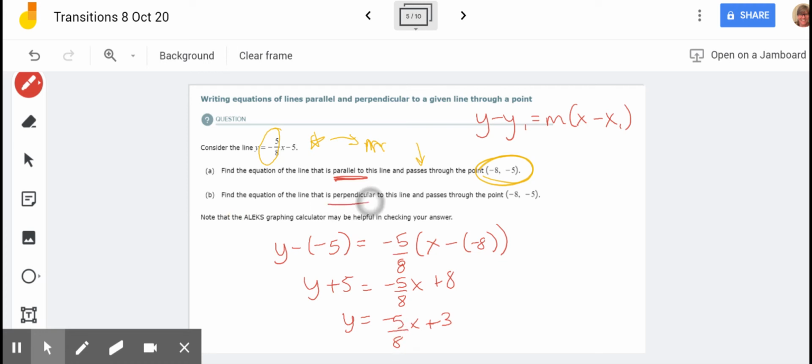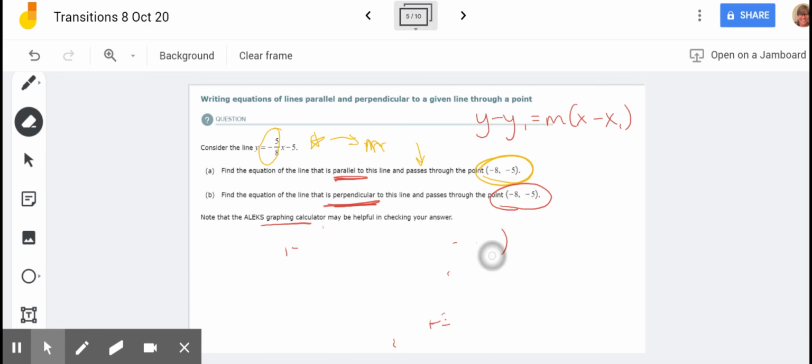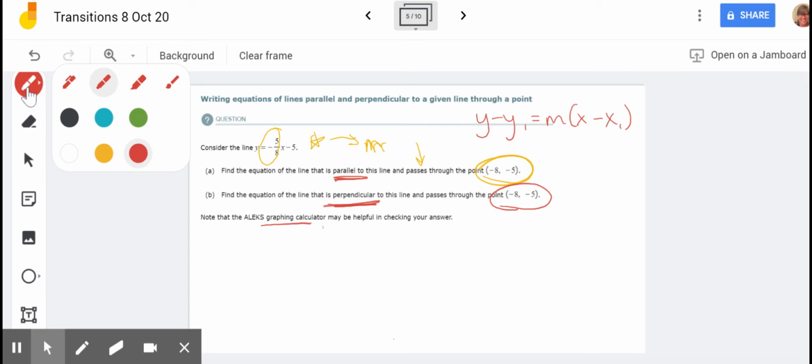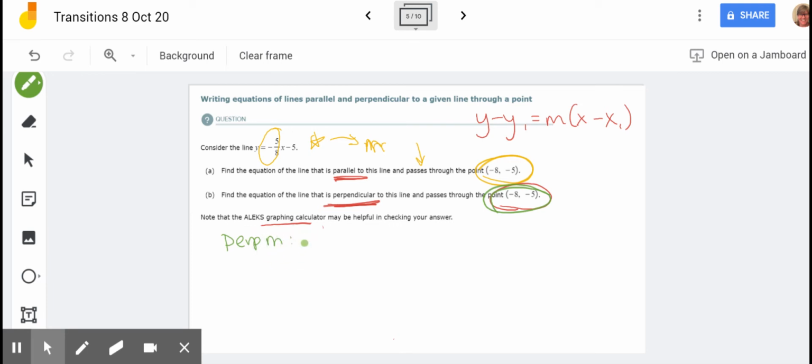For B, it wants the equation perpendicular and contains this point. Okay, so, oh look, they're even giving you a graphing calculator. You can do it. I'm going to have to erase this because I wrote it all over the place. So let me do that, and let me do the perpendicular line in green. So, okay, if you know the slope is -5/8, the perpendicular slope is going to be +8/5. Okay, we change the sign and flip it.